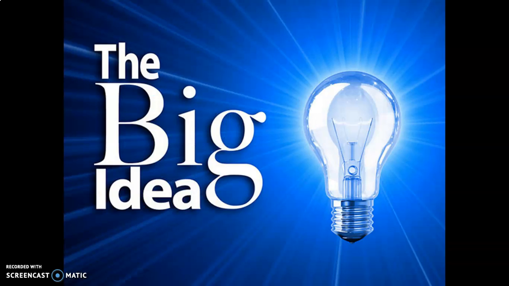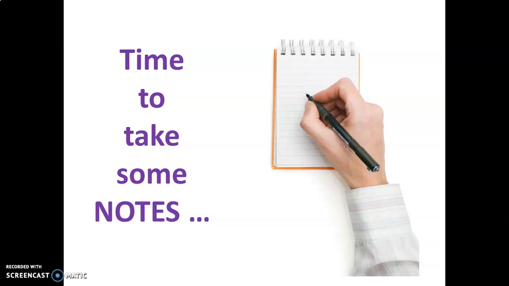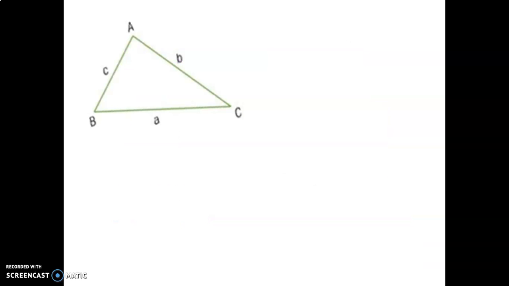This is a big idea. These rules are a big part of trigonometry and geometry, so let's take some notes. Let's begin here. Actually, this part we looked at already in the previous lesson, so don't worry about taking notes on this, but let's take a look to remind ourselves.